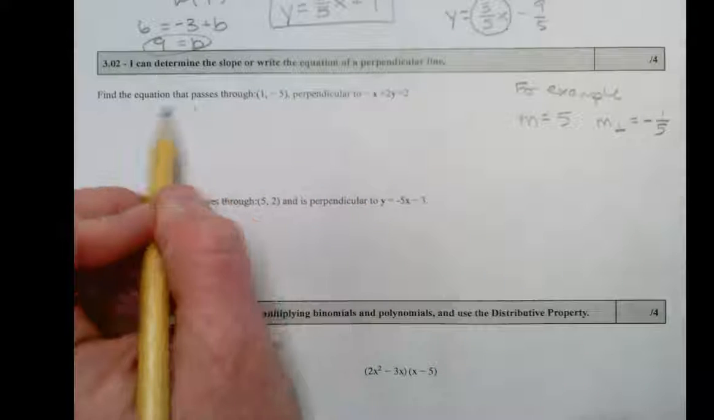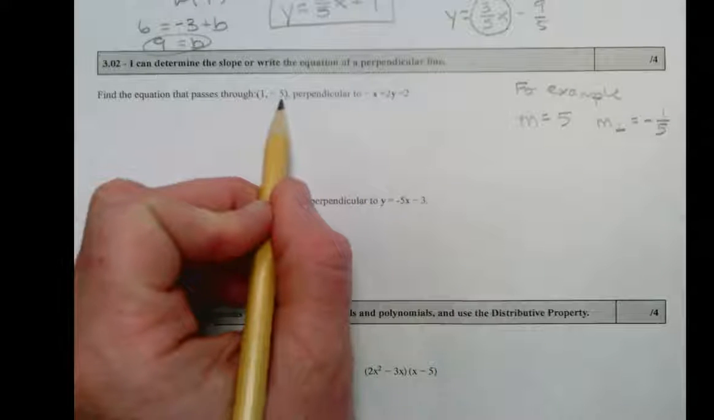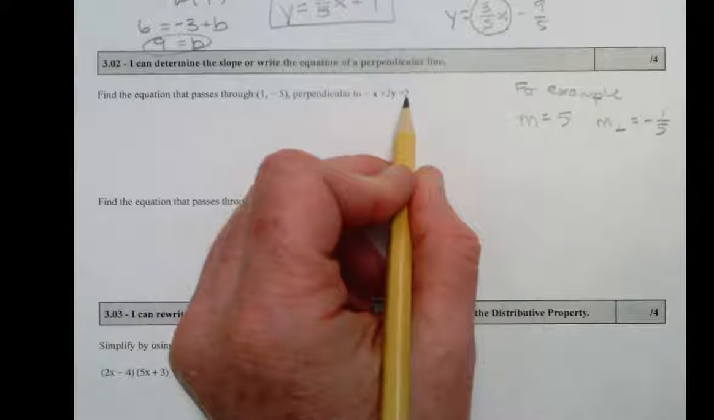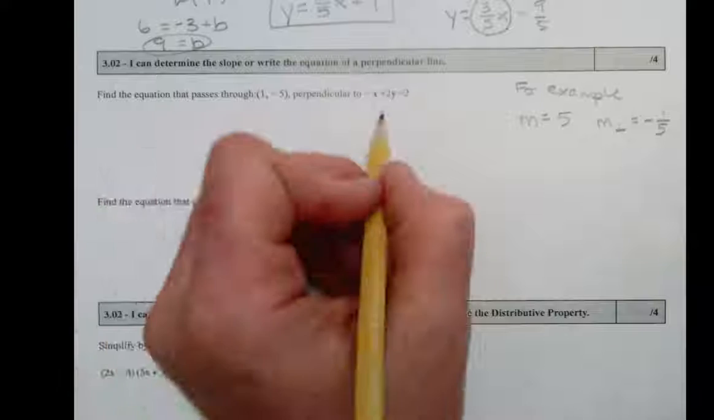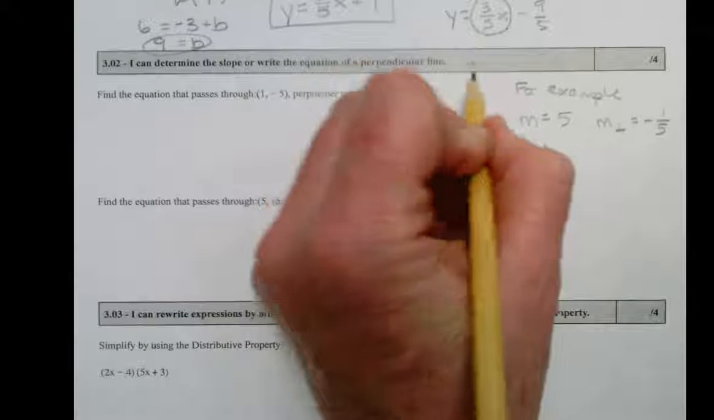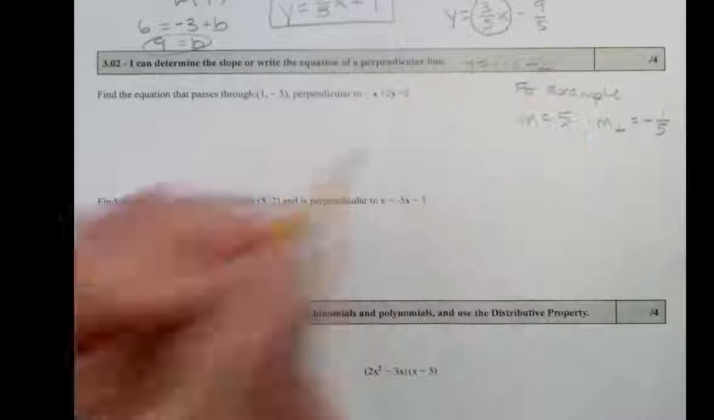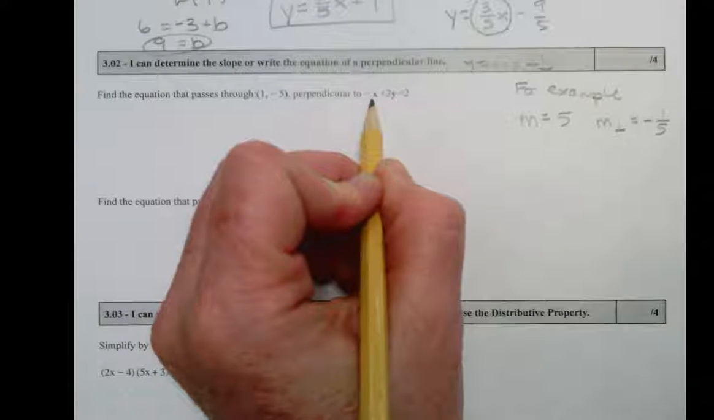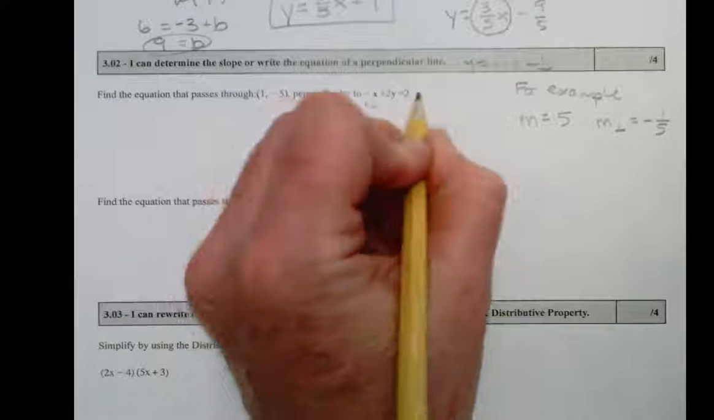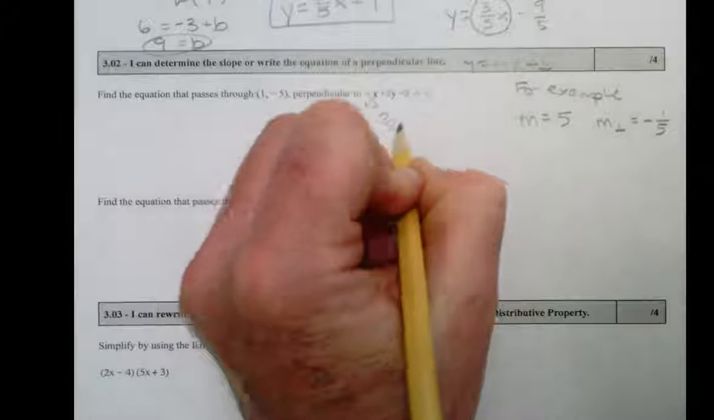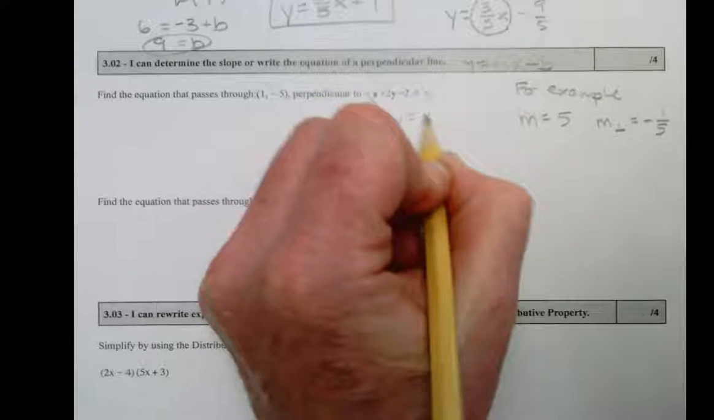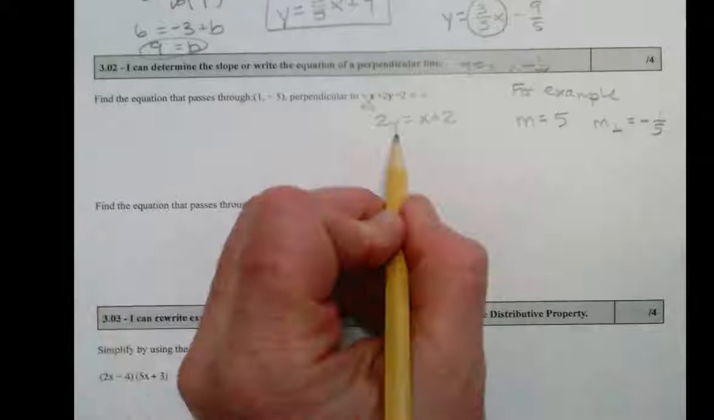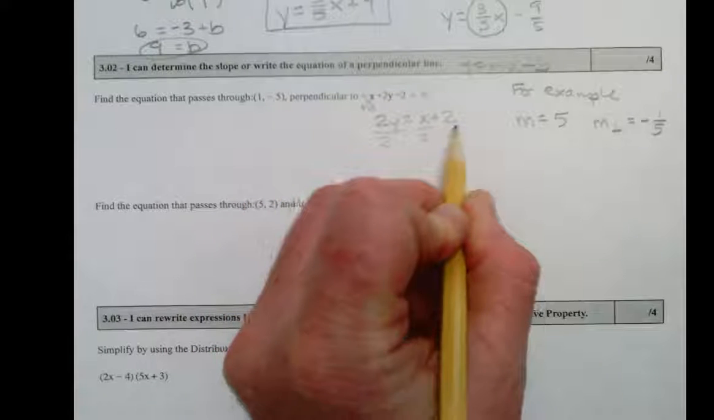So before I can do this, find the equation of the line that passes through this point that's perpendicular to this line, I need to know what the slope of this line is. So I need to get it into y equals mx plus b to find the slope. I need to get y by itself, so I need to get rid of this negative x. So I'm going to add x. So I have 2y is equal to, I'm going to rewrite this as x plus 2. Okay. I need to get y by itself, so we're going to divide by 2. Divide everything by 2.